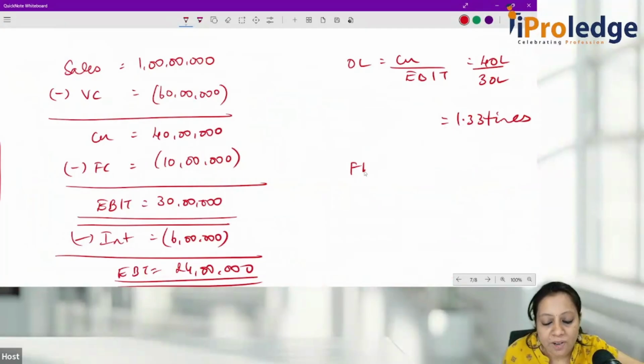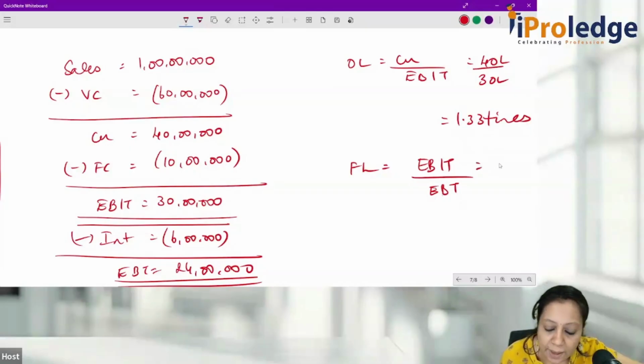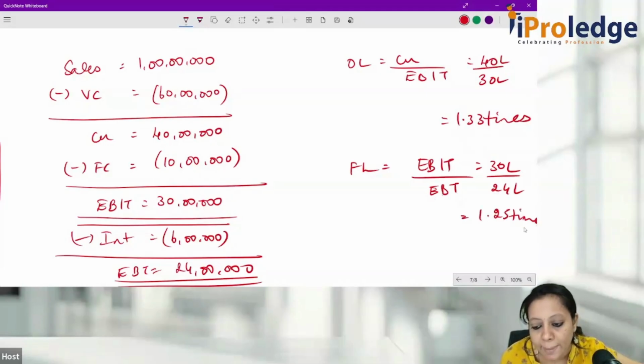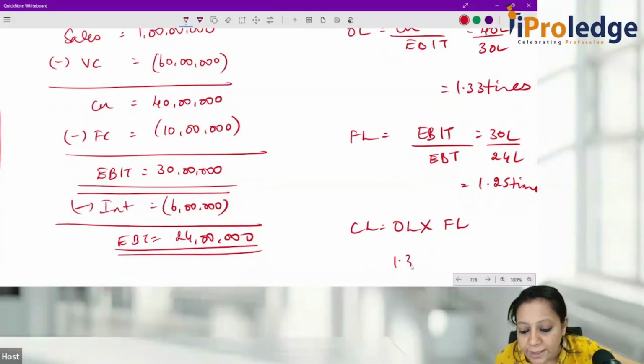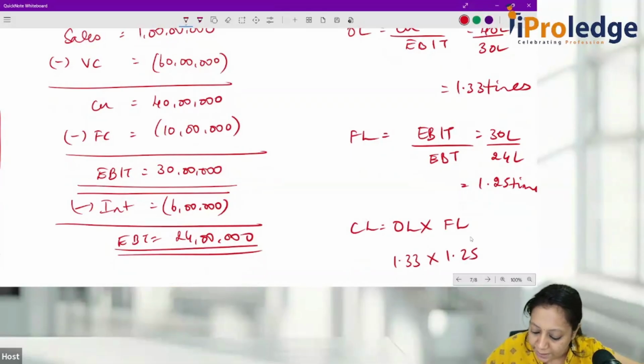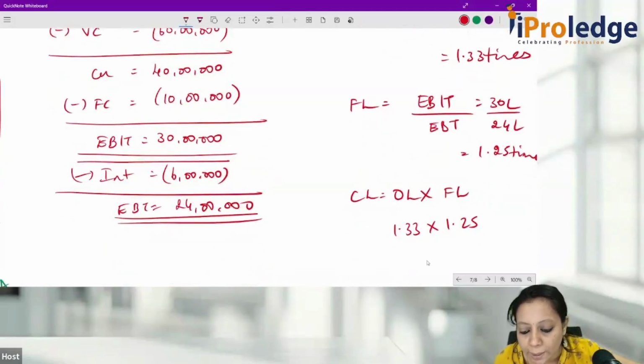Next up, what is the financial leverage? Financial leverage we already did. Simply I will write it once here. EBIT divided by EBT, that is 30 lakhs divided by 24 lakhs. How much did we get? 1.25 times. So combined leverage is equal to operating leverage into financial leverage, which is 1.33 times into 1.25 times. 1.33 into 1.25, that is 1.66 times.